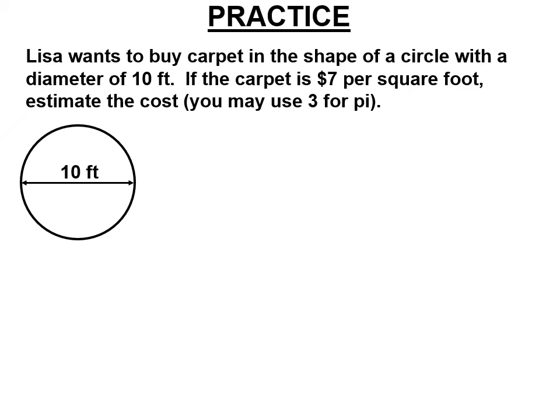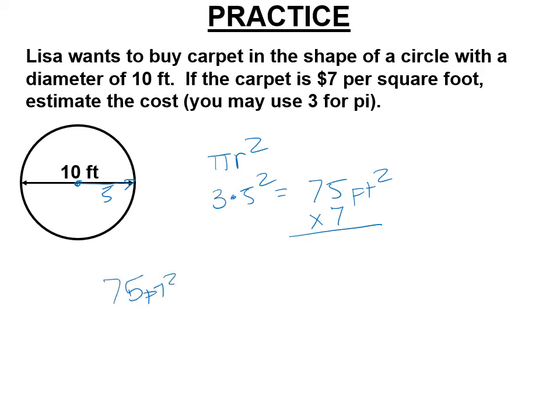But let's see. So the area is pi times the radius squared. So we're going to use 3 to make our life easier. What's the radius here? The radius is 5 feet. So it's 3 times 5 squared, which is 25, 75. So we have to buy 75 square feet of carpet. The carpet is $7 per square foot, right? It's 75 square feet now.